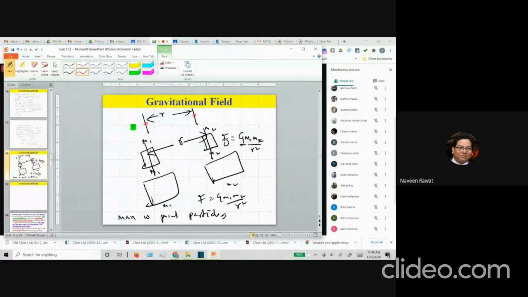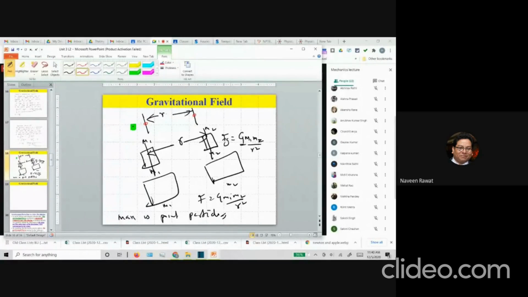So the size and the shape of the object is not considered at all. He has just assumed that any of the masses that are there are just point particles, and that is a huge assumption. He got lucky there, because in the case of a sphere, it turns out that the entire mass is concentrated at one position, and that is the center of the sphere.